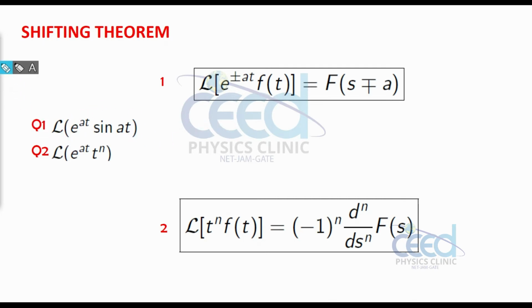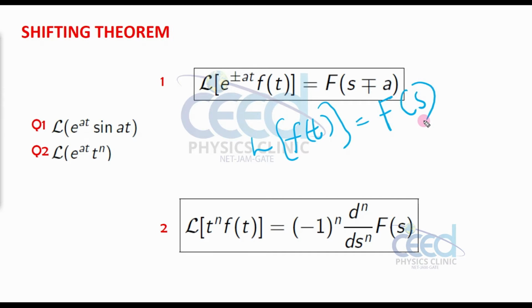So let us start with the first shifting theorem. Suppose you have a function f of t, and its Laplace transform is capital F of s. Then if you multiply it by an exponential function, e raised to plus or minus at, what happens to the Laplace transform?